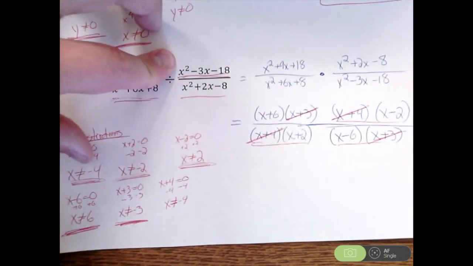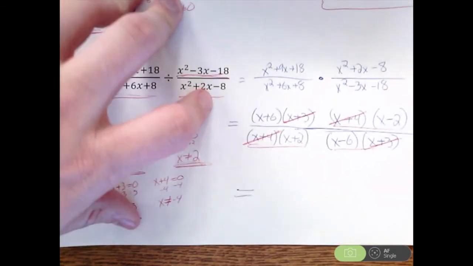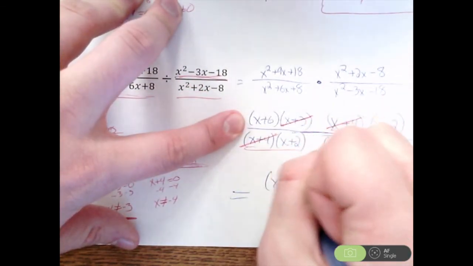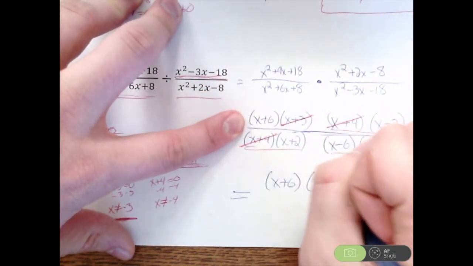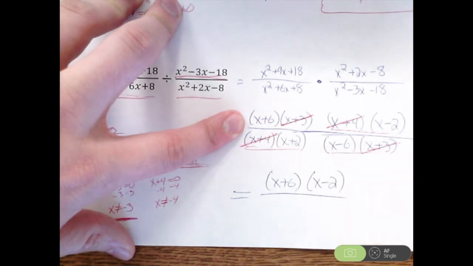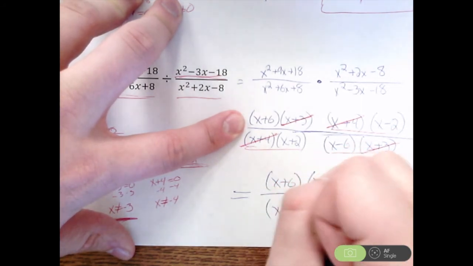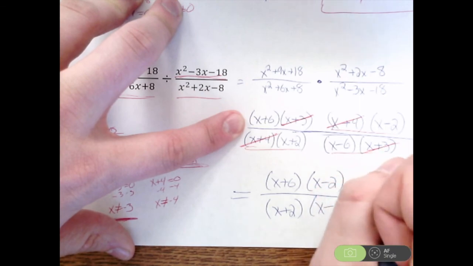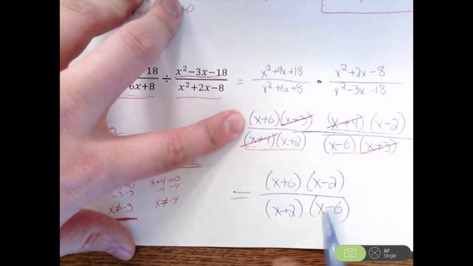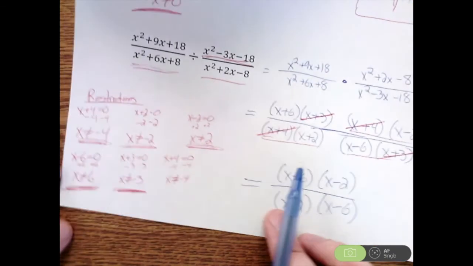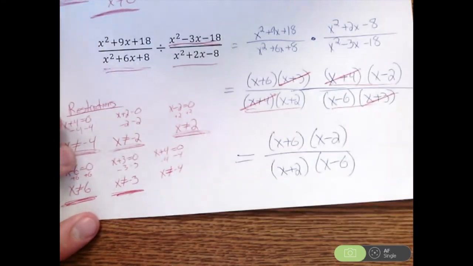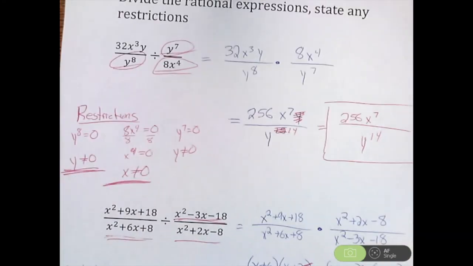Those are different. So what I have left in the numerator, the top, is an x plus 6 and an x minus 2. In the denominator, I'm going to have an x plus 2 and an x minus 6. So there is my solution with those restrictions. And that is dividing rational expressions.